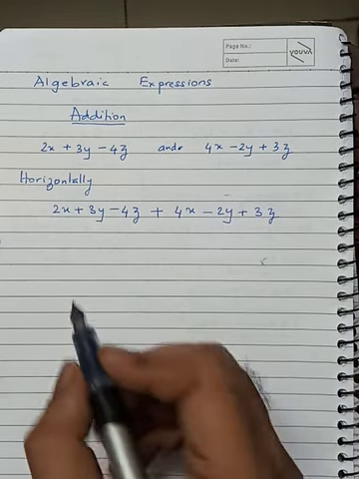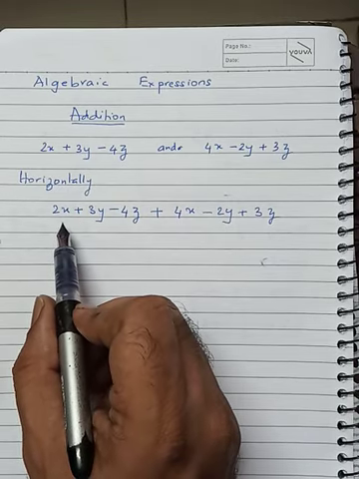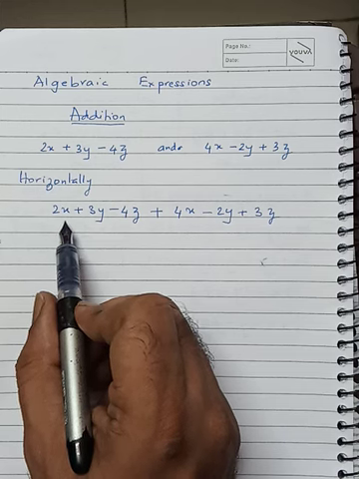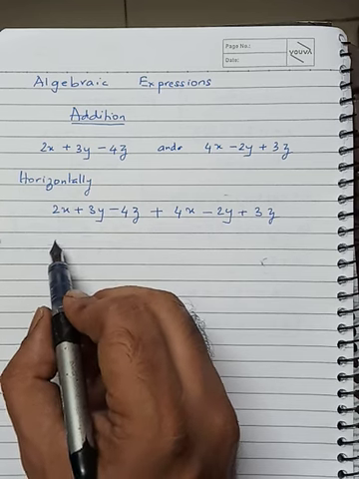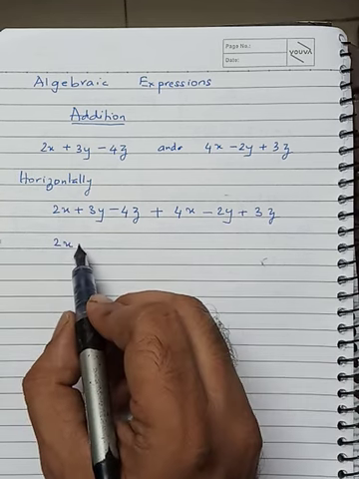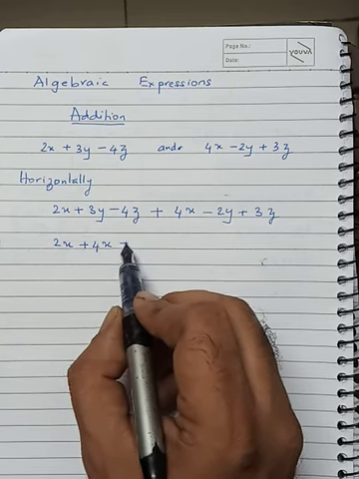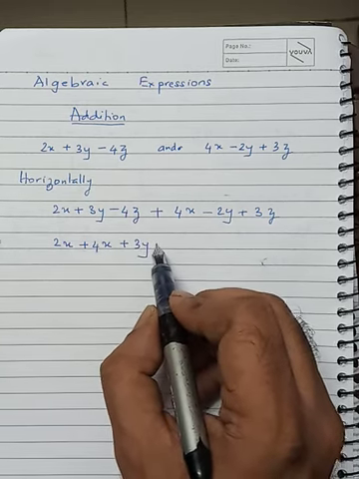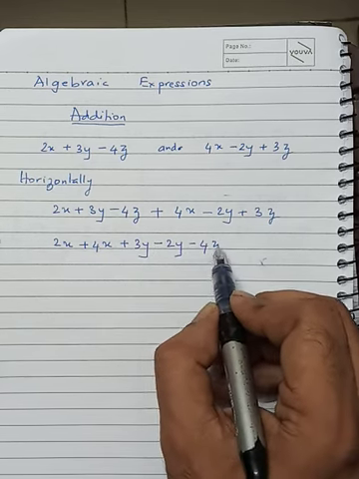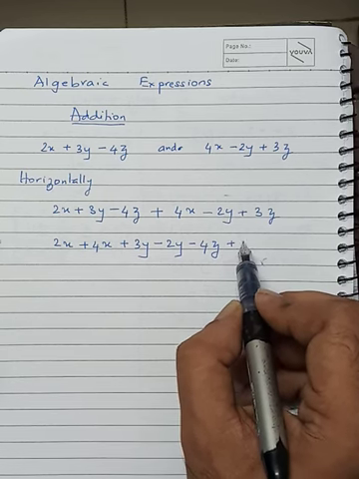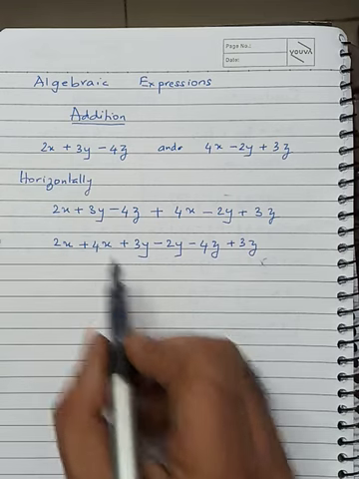Okay, now what I do is I look at the like terms over here. We learned in the last video that like terms are terms which have got the same variables. So let me see over here. I have 2x, I have plus 4x over here, then I have plus 3y, I have minus 2y over here, minus 4z, I have plus 3z over here. So I have brought the like terms together.